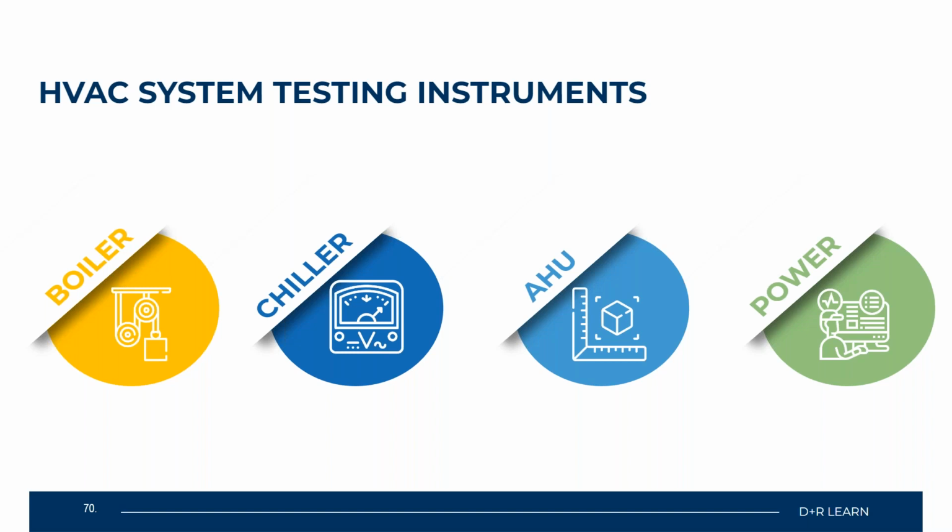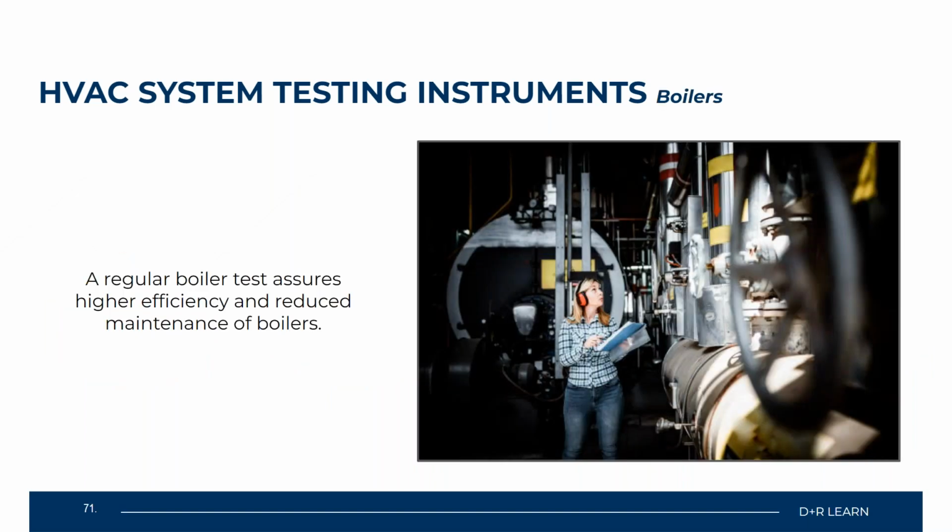So what we're going to do here is go into some of these different systems and talk about the types of instruments used to test them, which I know a lot of you have been waiting for. We're going to start off with boilers, and you can see here, regular boiler testing assures higher efficiency and reduced maintenance of boilers, which is important. You want to make sure you're doing your maintenance on boilers especially, because these systems can become dangerous, not only dangerous but unreliable, if they are not maintained properly.